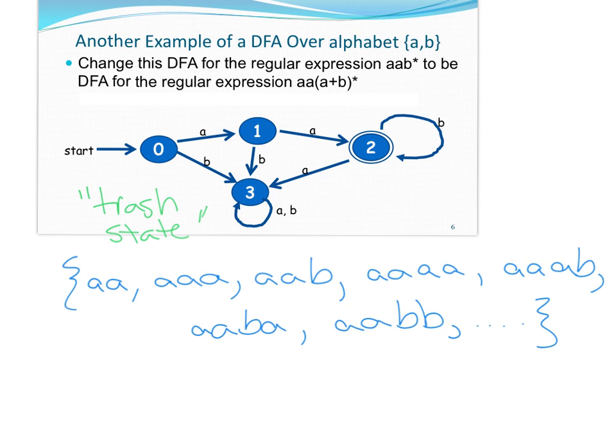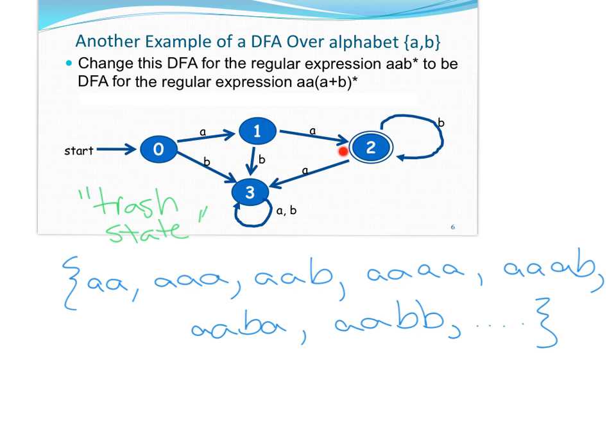But you can see that with our old DFA that recognizes AAB star, if we don't start out with an A, we go to the trash. If we have one A and then a B, we're in the trash. If we have two A's and anything besides B's, we have more A's, we go to the trash. So what I really want is to start with two A's and then let myself have as many A's and B's as I want, right?